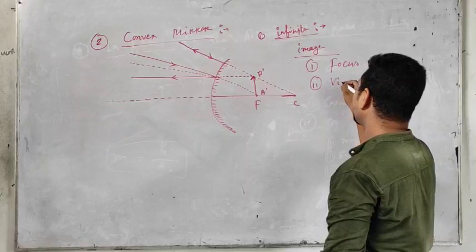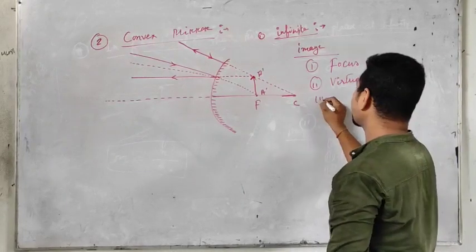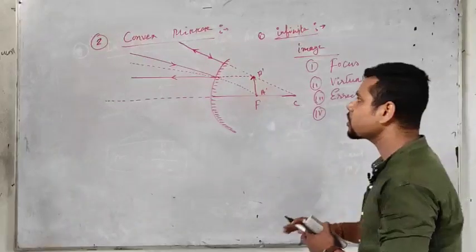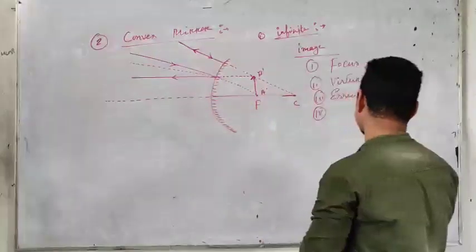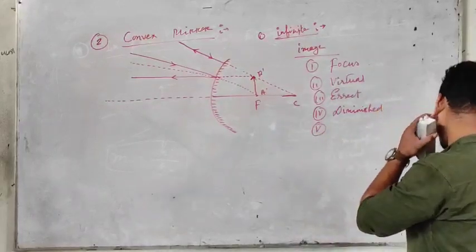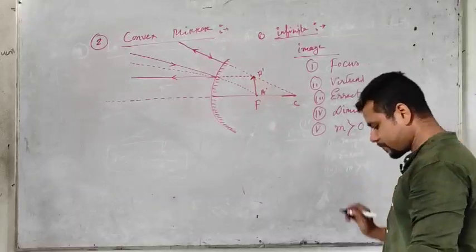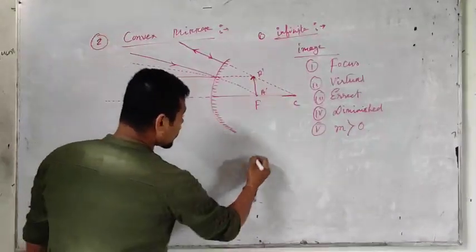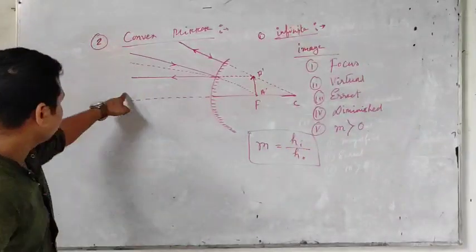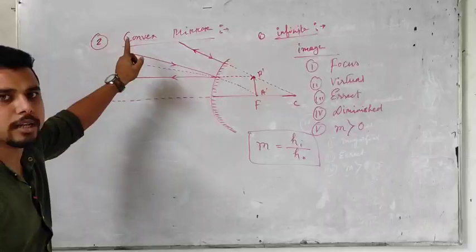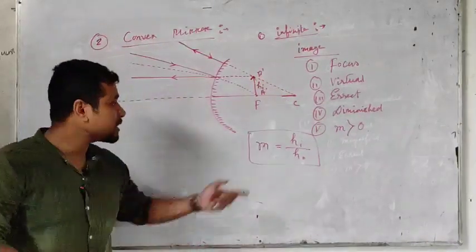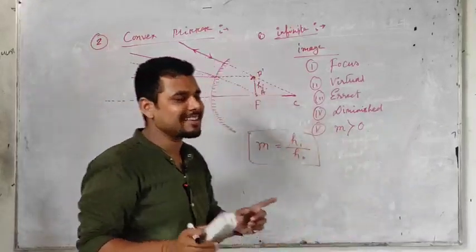Image properties: virtual, number 3 erect, number 4 diminished, because the image of an object at infinity cannot be large. Diminished, and the magnification will be greater than 0. Because the magnification formula is height of the image divided by height of the object. The object is above the principal axis, that means positive y axis, so positive height of the object and then height of the image will also be positive, that is why magnification will be greater than 0.